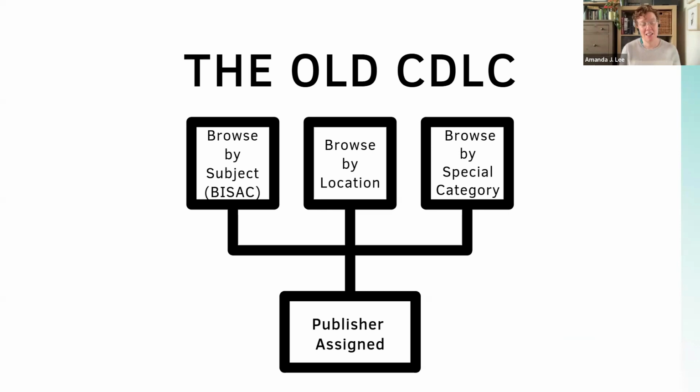On the old CDLC, we had what I think of as sort of 3 special categories. That was browse by subject, which was powered by BISAC, browse by location, which was powered by a publisher assigned author location or setting location, and then browse by special category, which was at the time LGBTQ2S and Indigenous. Now, this was good. It covered a lot of things librarians were asking for, but we knew we could do better and cover more. And we knew we could make it less labor intensive, which I'll get to in a little bit.